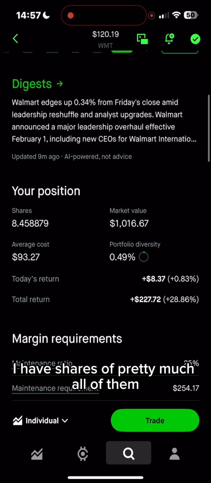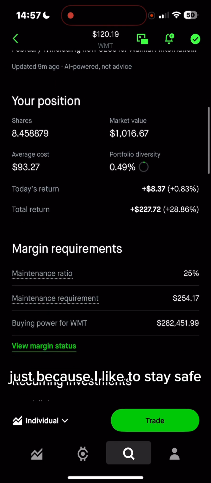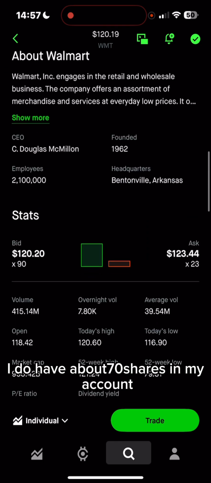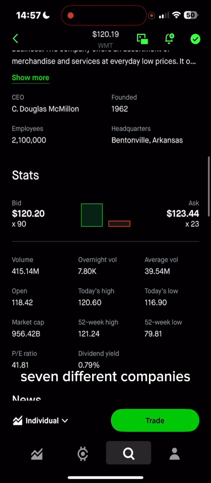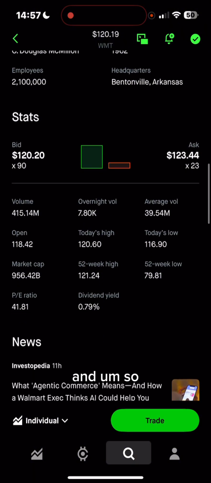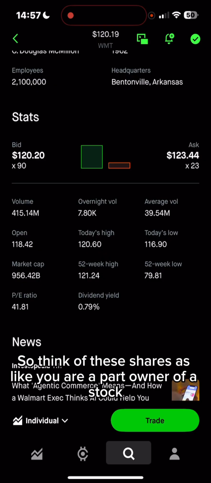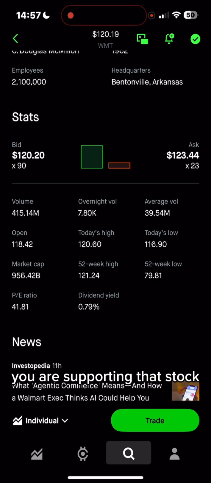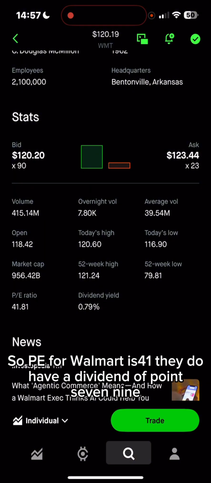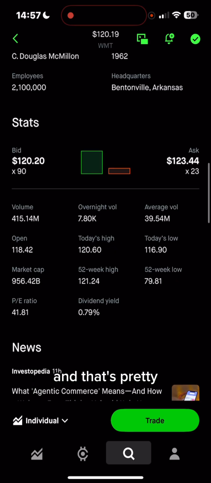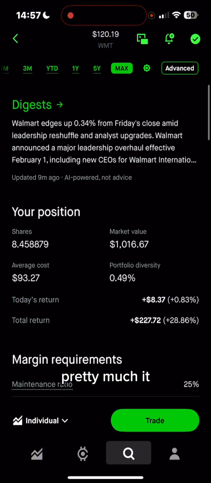I have shares of pretty much all of them just because I like to stay safe. I do have about 70 shares in my account, so definitely not 70 shares, 7 different companies. And that is exactly what you're buying too. So think of these shares as like you are a part owner of a stock. You are supporting that stock, and you just got to make sure they're taking care of you as well. So PE for Walmart is 41. They do have a dividend of 0.79, and that's pretty much it.